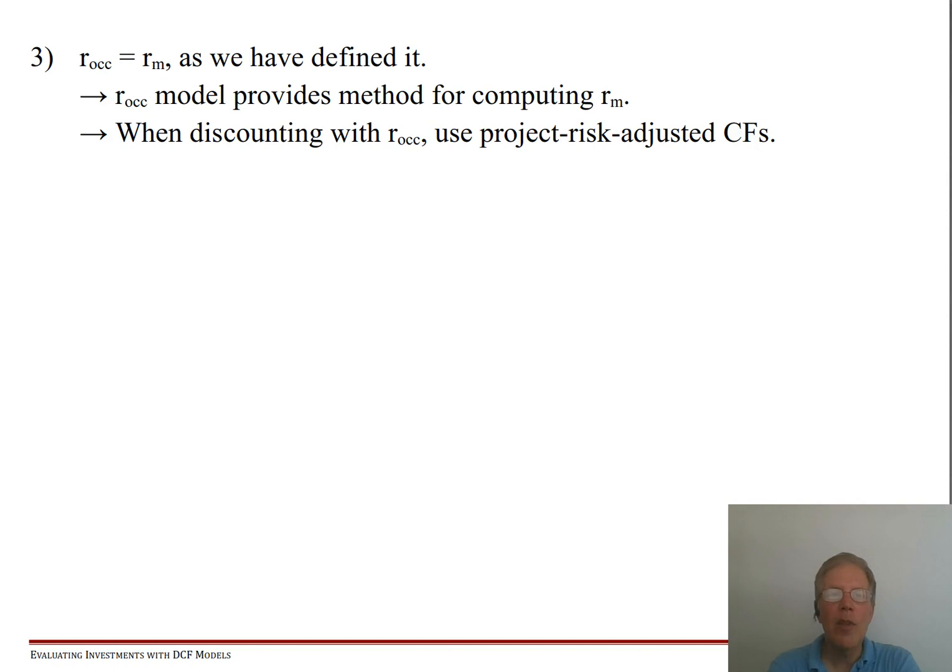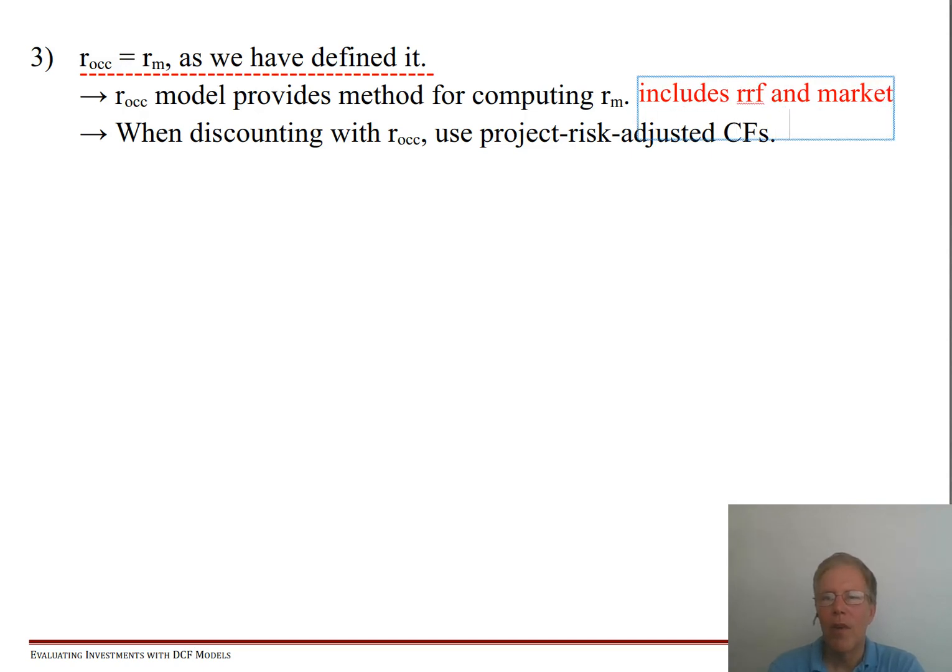Okay, and third important property of the opportunity cost of capital, as I've said twice before, but just to hammer this home, is that the opportunity cost of capital is the market-based discount rate as we've defined it, okay? So this gives us a method for computing R_M, which as we know includes R_RF and the market risk increment.